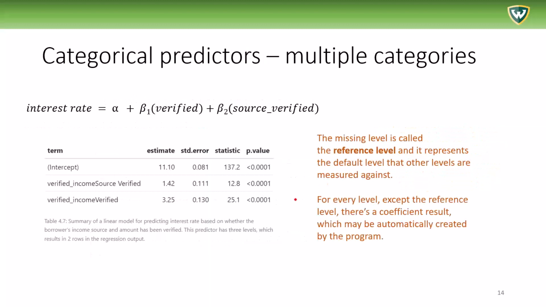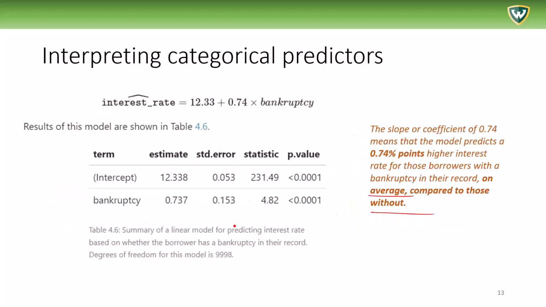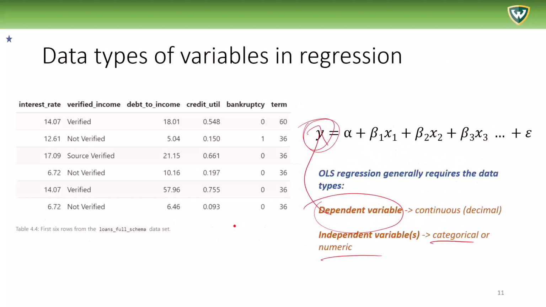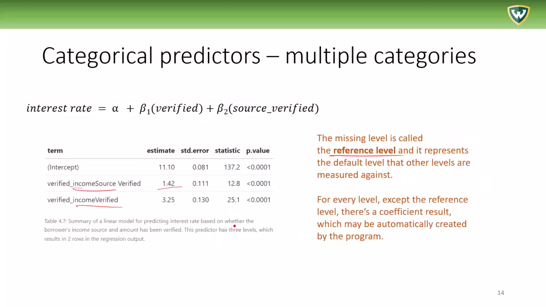And the same goes when we have multiple categories. For example, we have income type, and there are actually 3 categories. But in your regression results, you're going to see only 2 categories, and each of them is compared to the reference level. So the verified income source, verified people have an interest rate that's 1.42 percentage points higher compared to the one not listed here, whatever it is called. I don't know if I have it here. I think it's income source verified, and not verified. So it's compared to the ones that are not verified.